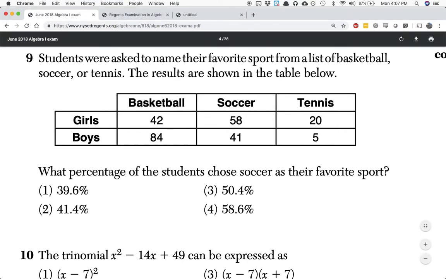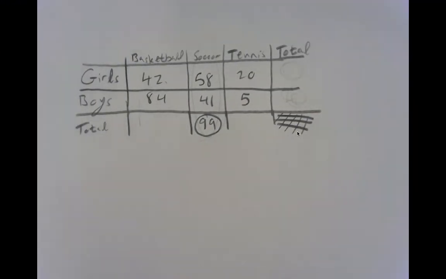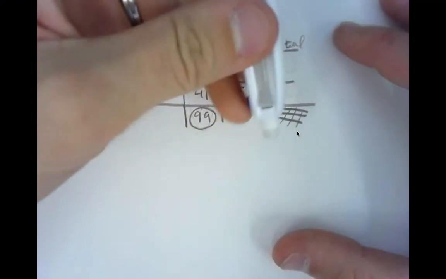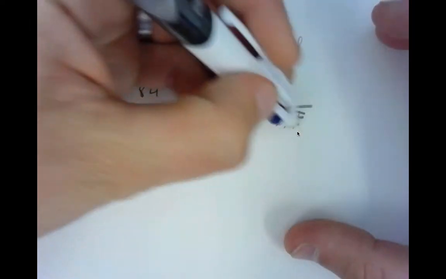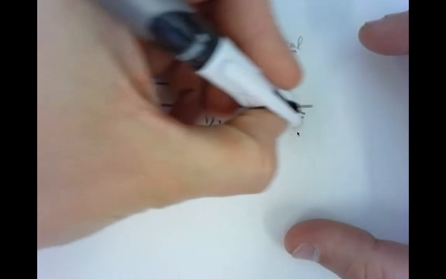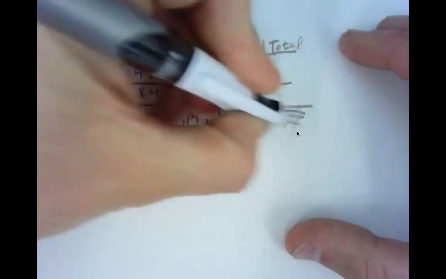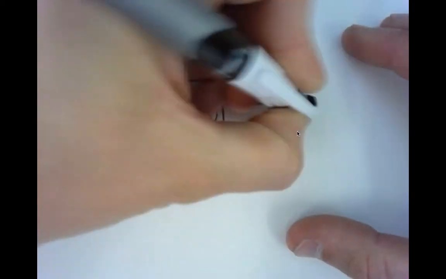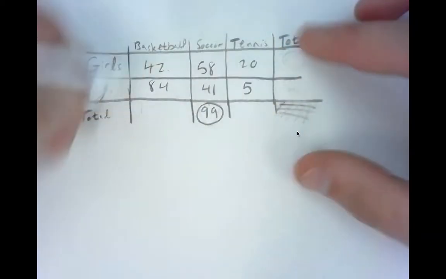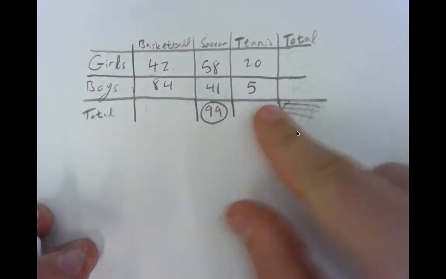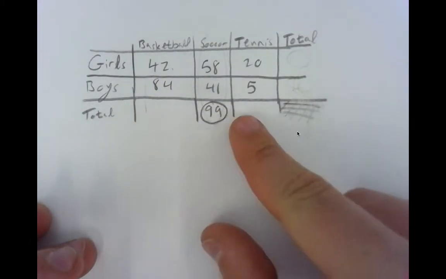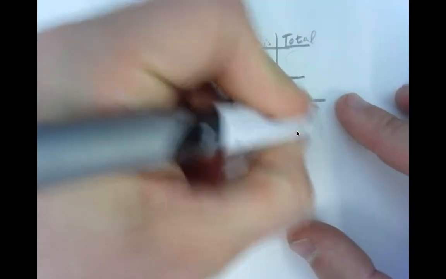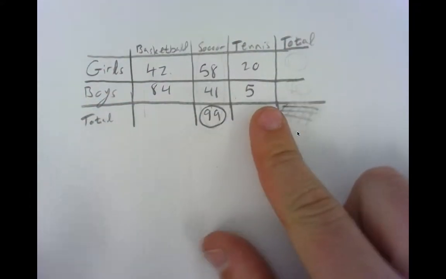What percentage of students chose soccer as their favorite sport altogether? Okay, actually, sorry. I'm going to eat my words here. I actually do need to use this last box over here. In the last box over here, I'm going to end up with the total number of students. So if I add up all the boys and girls, or if I add up all the people that have a favorite of basketball, soccer, and tennis, I will end up with the total number of students that took the survey. So we're actually going to have to fill out the rest of this information.